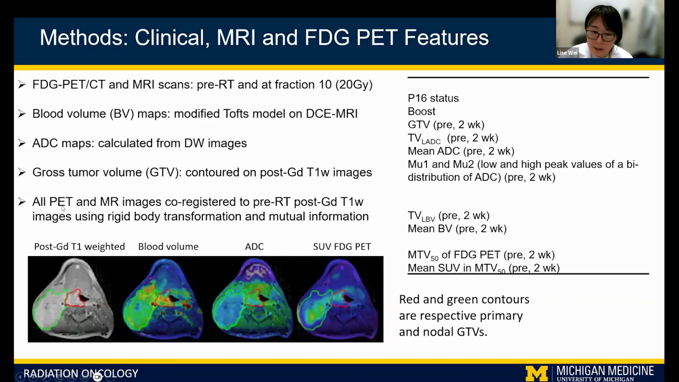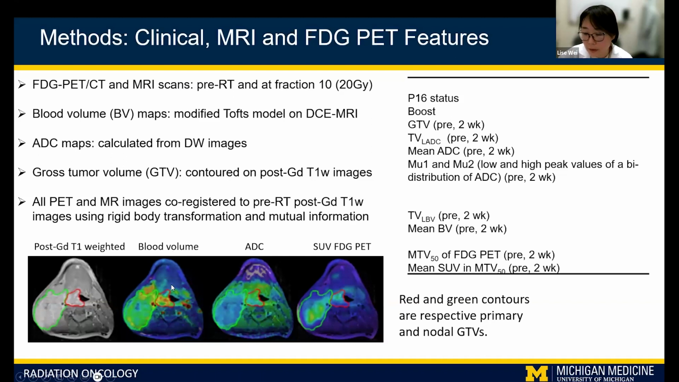And all these images are co-registered to this standard image by rigid registration. And this is an example patient. From left to right are the post-contrast T1 weighted image, and the red and green contours are the primary GTV, gross tumor volume, and nodal tumor volume.